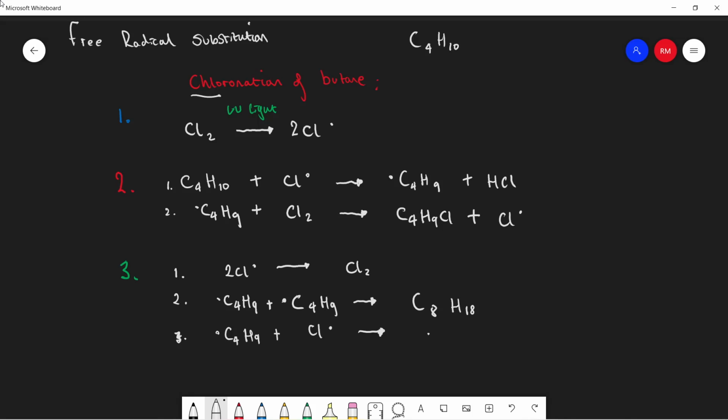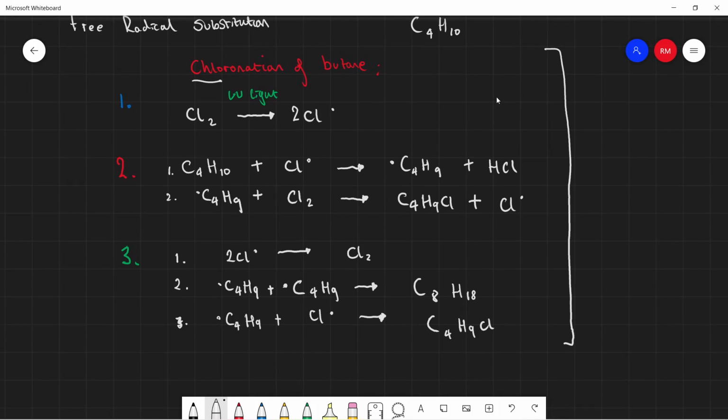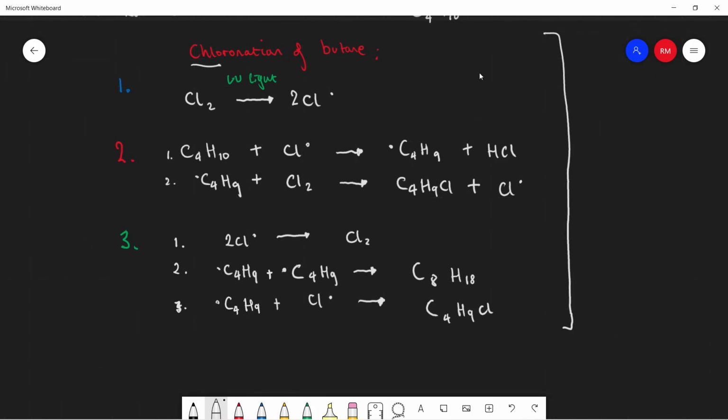And obviously we're going to form our desired product, C4H9Cl. Perfect. And this is the reaction mechanism for the free radical substitution, the chlorination of butane to form chlorobutane. Right, cool.